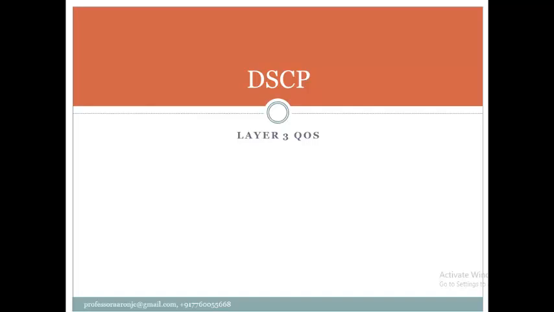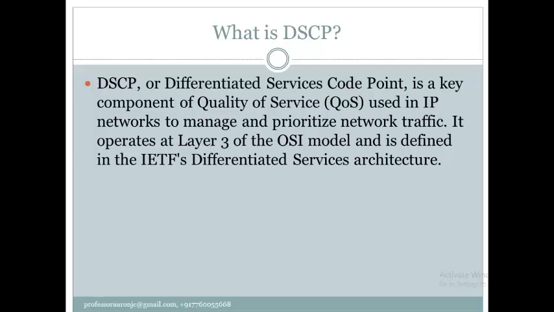DSCP, differentiated services code point, is the component of QoS used in IP networks, layer 3 networks, to manage and prioritize network traffic. It operates at layer 3 of OSI and it is defined in the IETF differentiated services architecture. All right. Again, what is differentiated service? Per hop. Every router decides the service. Every hop decides the prioritization level.